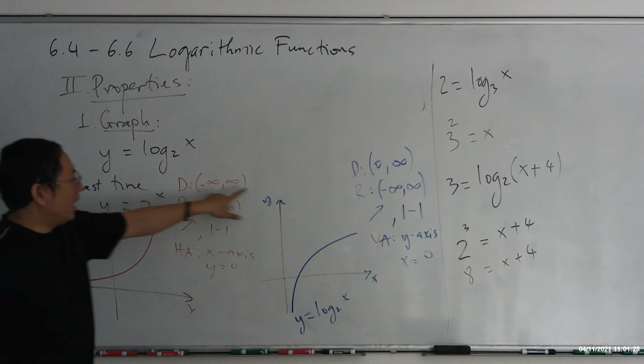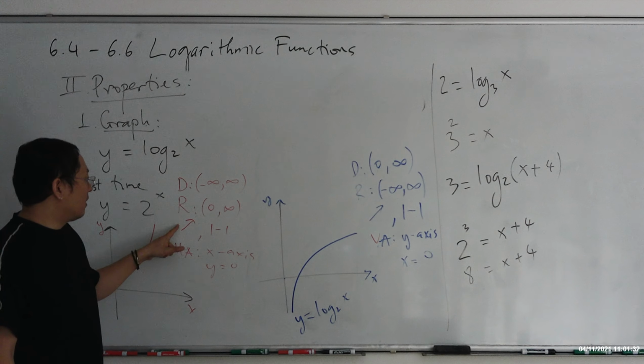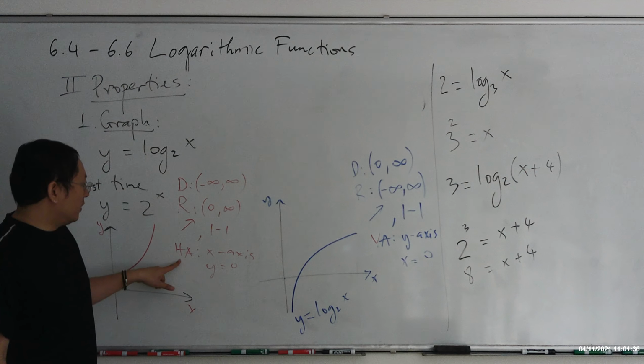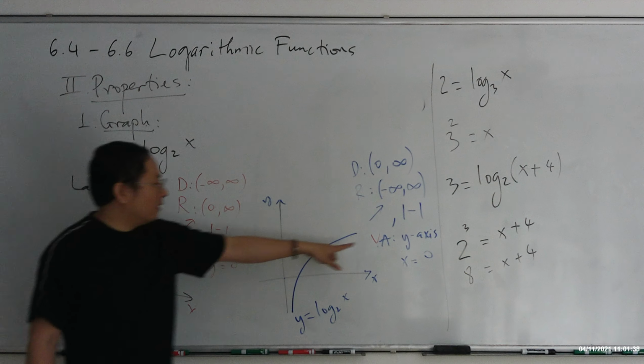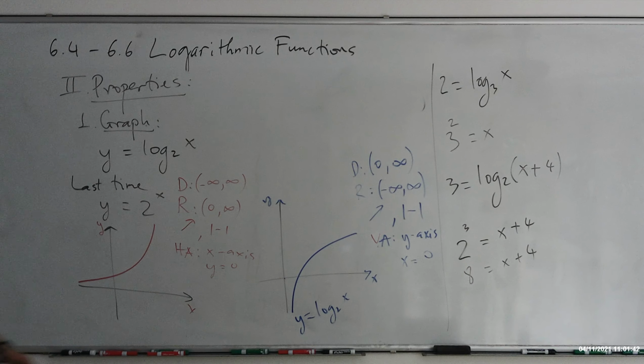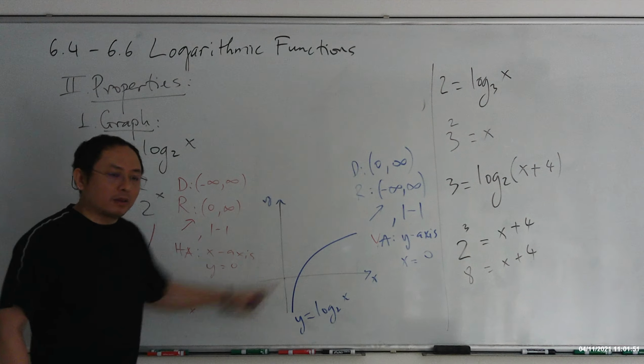So what? Domain becomes range, and range becomes domain, right? The monotonicity, one-to-one, is the same. And the horizontal asymptote, the x-axis, now becomes the vertical asymptote, the y-axis. And this is really the inverse. I think we learned something before about the symmetry. I claim that the original graph and its inverse are going to be symmetrical about the bisector.